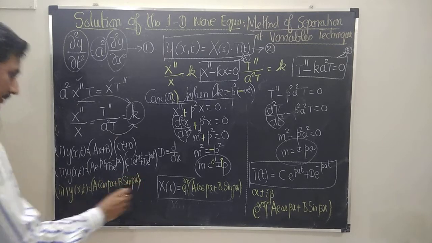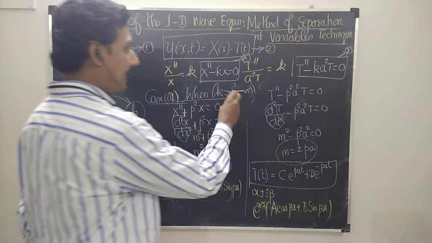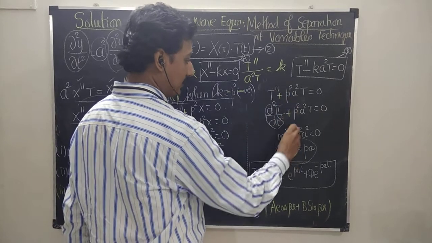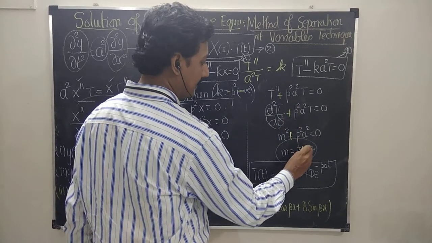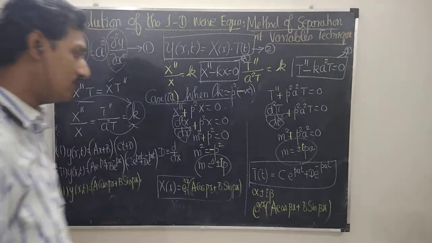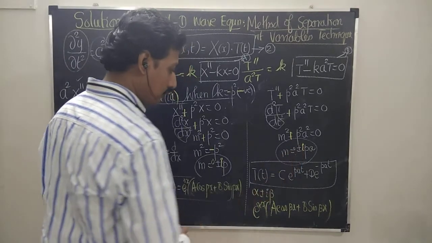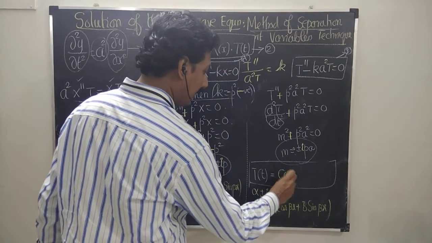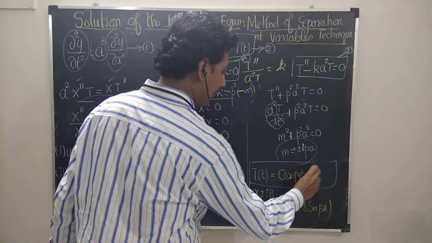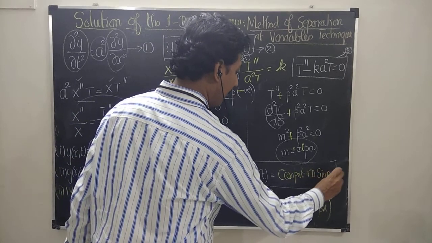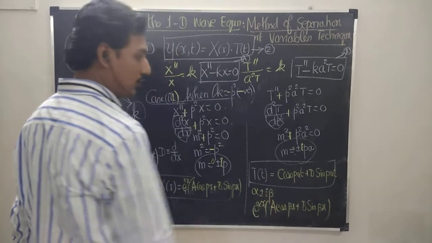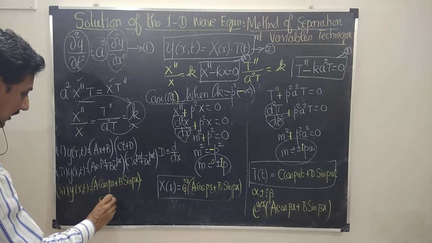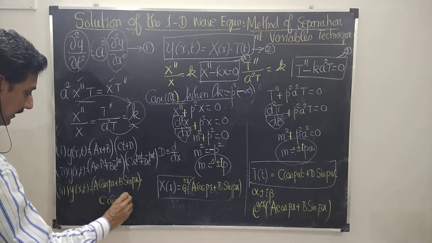What about the t term? Yeah, let us find the t term. When K is negative, this becomes plus or minus i pa. Once again here alpha is 0, beta is pa. So now what's the T here? Now T is C cos pat plus D sin pat. What about alpha? Alpha is 0, so e power 0 t is 1. So we get C cos pat plus D sin pat.